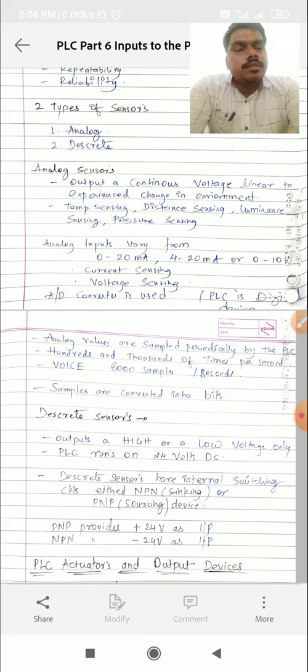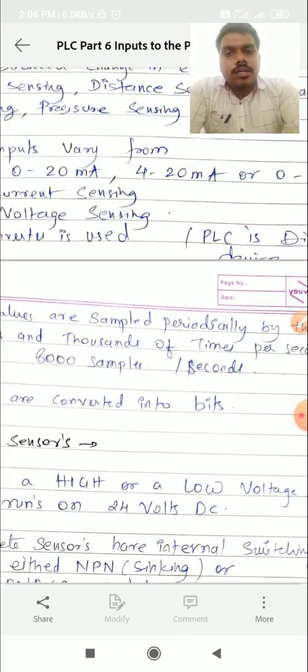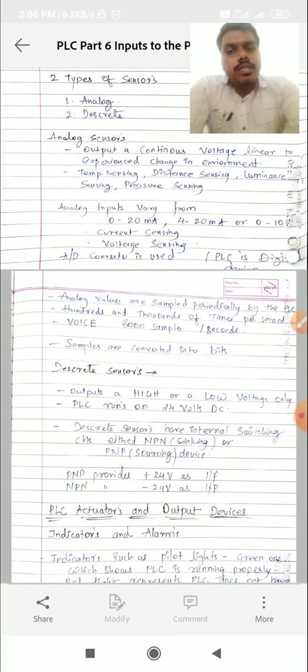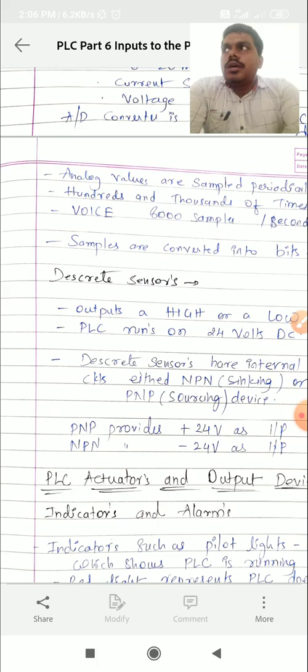It checks the PLC input at certain times, hundreds and thousands of times the value is changed, and it is determined by the PLC. Let us suppose voice. If in a room there are 100 voices, this is captured and given to the PLC input, and it can sample those voices in terms of bits, because it is a digital device. Discrete sensors, as I have explained, are digital sensors.